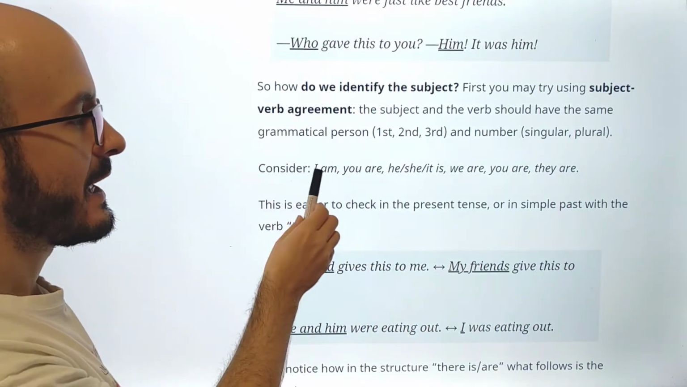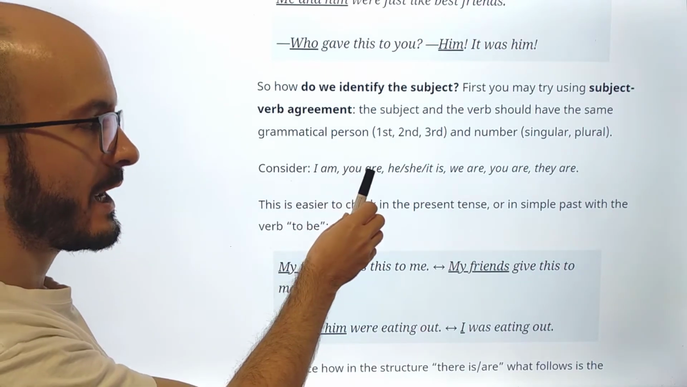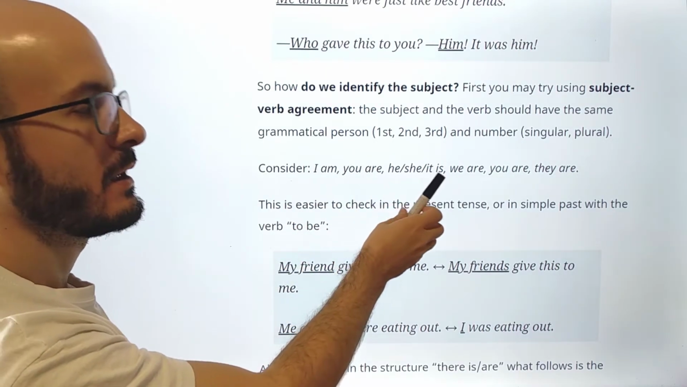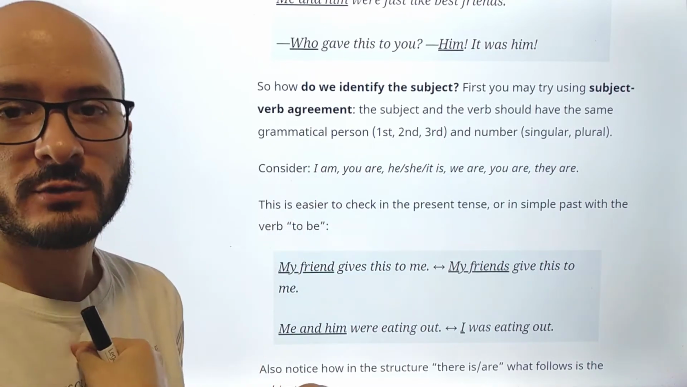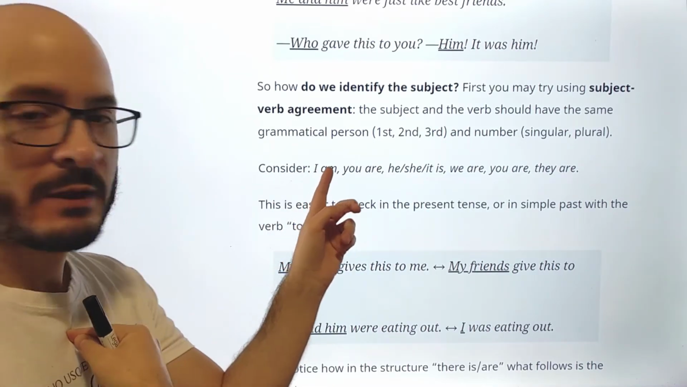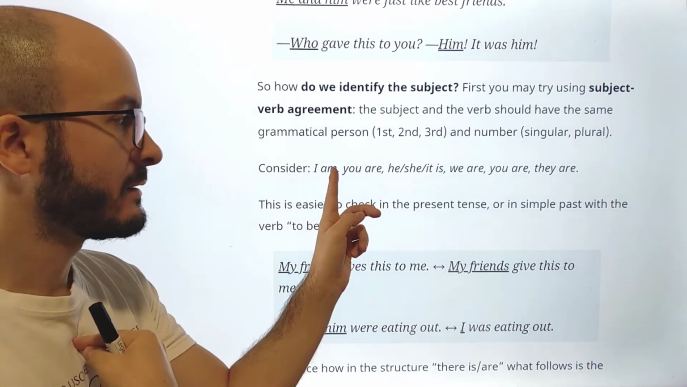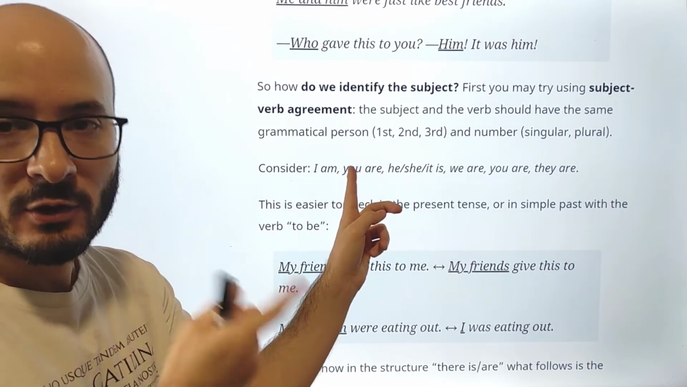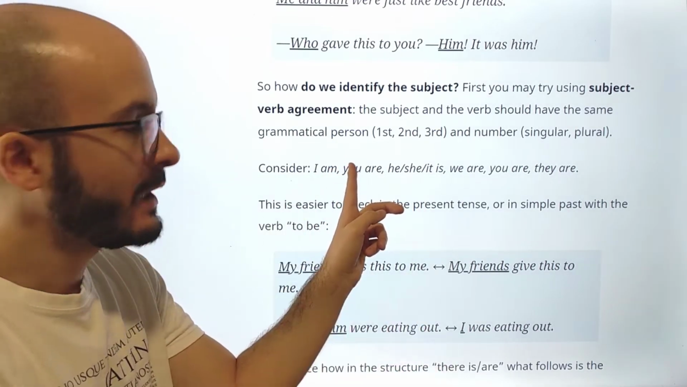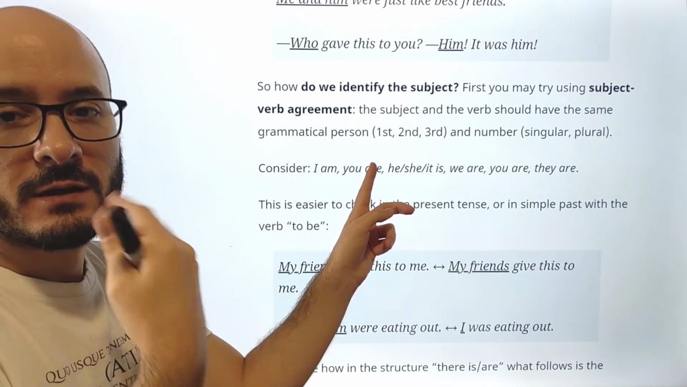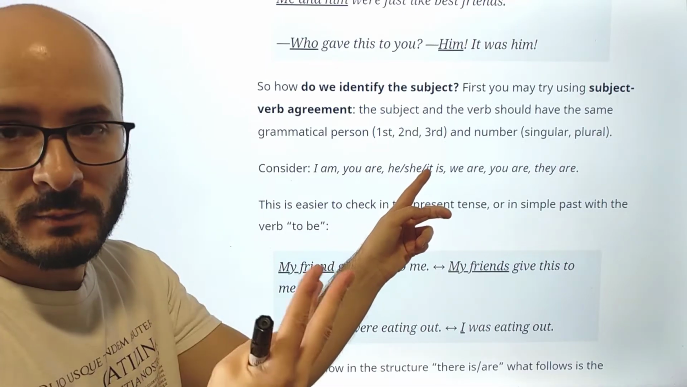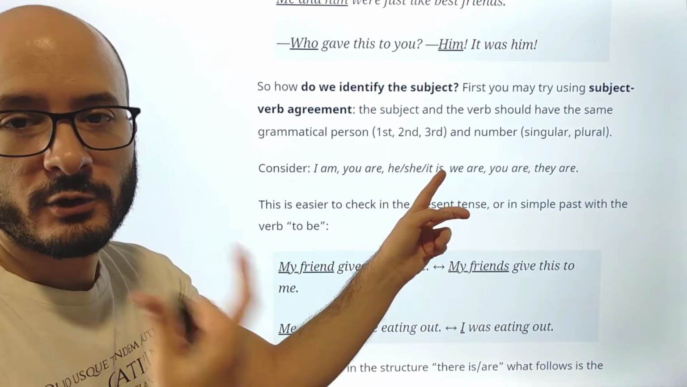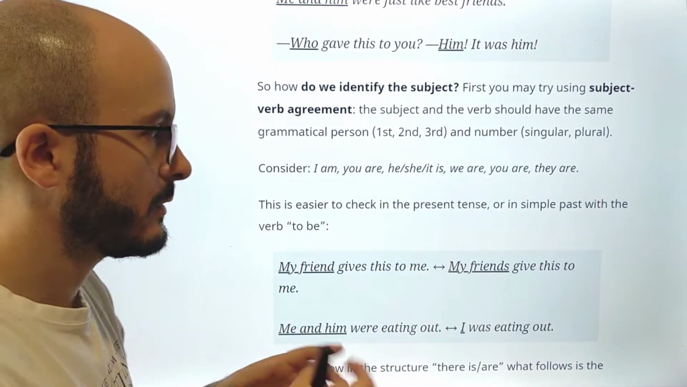So, consider: I am, you are, he, she, it is. You see that because I is first person singular, the verb is in first person singular. Because you is second person singular or plural, are is second person singular or plural. He, she, it is third person singular, so the verb is in third person singular, etc. Okay?